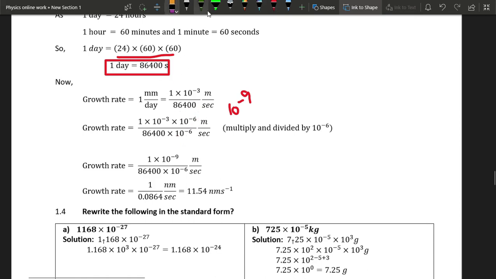So what we get when we multiply these three values is 1 into 10 raised to power minus 9, and when we multiply 86,400 with 10 raised to power minus 6, we get this value, 0.0864. As this minus 9 is replaced with its prefix, which is nano, it will be 1 nanometer, and divided by 0.0864.